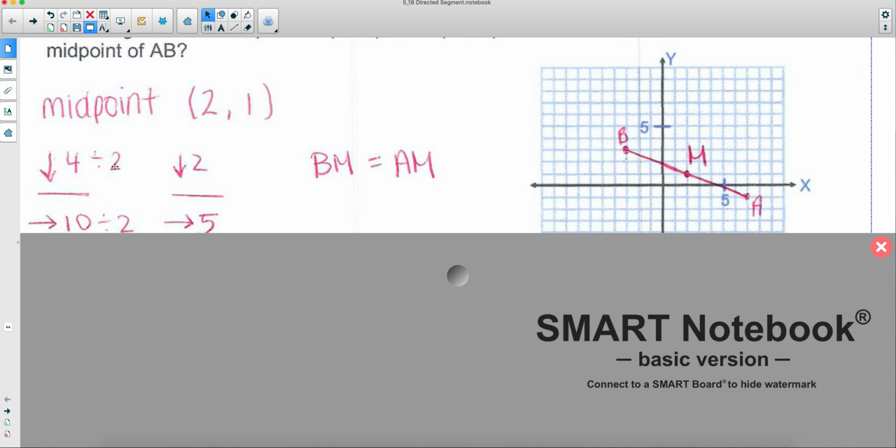So if I go down 4 and over 10, and for the midpoint I want to get to half, I have to divide by 2. So I'm then going to go down 2 and over 5, because half of 4 is obviously 2 and half of 10 is 5. So if I go down 2 and over 5, I get to point M over here. I'm going to call that M for midpoint, (2, 1). And think about what that does now. Point M divides AB into 2 equal parts, BM and AM.